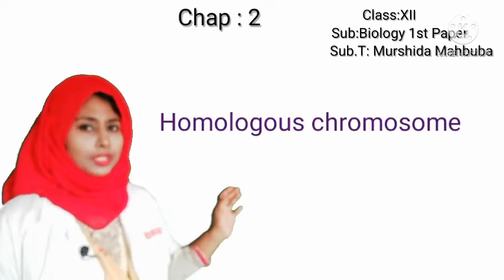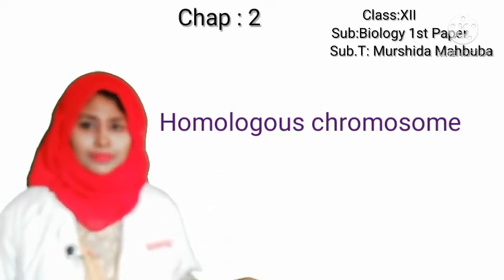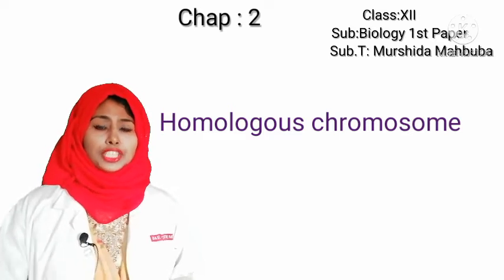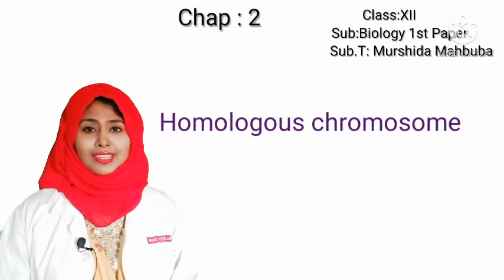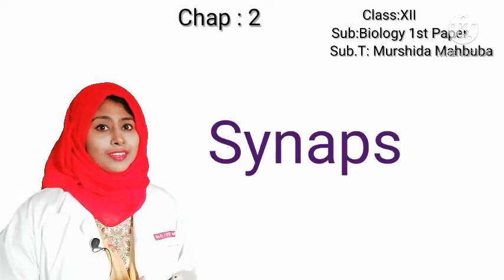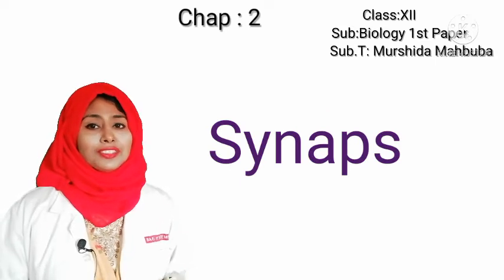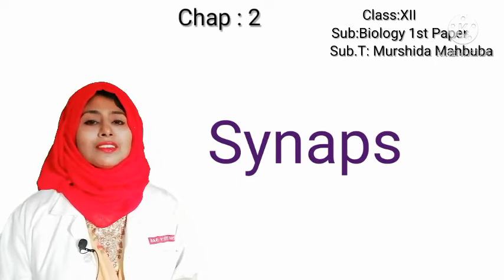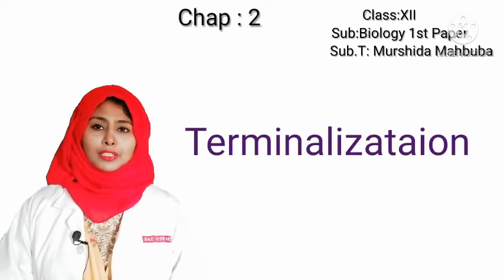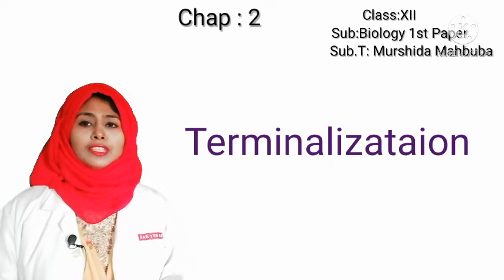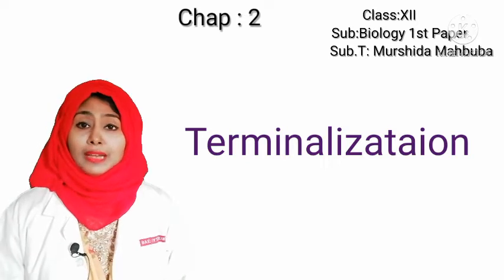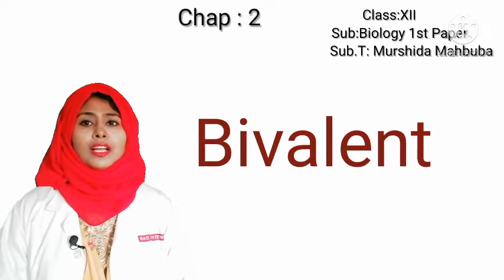Then what is a homologous chromosome? Similar chromosomes coming from father and mother, which are similar in shape and arrangement of genes. What is synapse? The process of pairing homologous chromosomes is known as synapse. What is terminalization? Movement of chiasma towards the end of the chromosome is known as terminalization. What is bivalent? Paired homologous chromosomes are called bivalent.